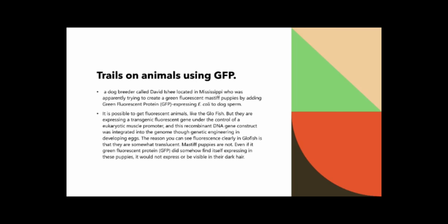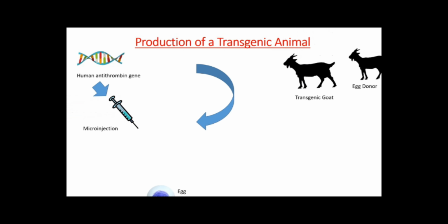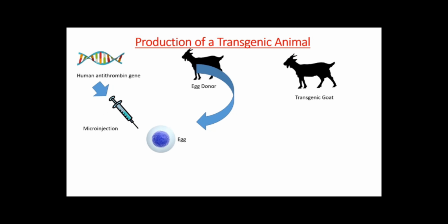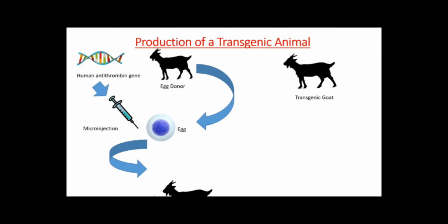The production of a transgenic animal can be done with a human antithrombin gene, which can be taken through microinjection into an egg of a donor goat, and it could be developed in a host goat, and that turns into a transgenic goat, which gives us the antithrombin that would be present in them.